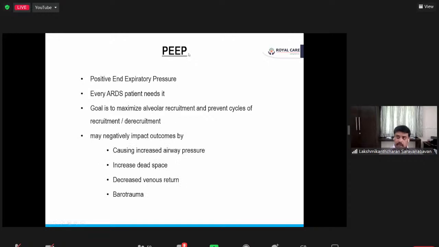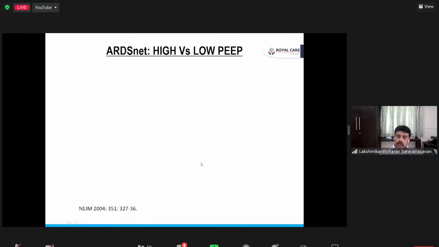But PEEP as such definitely has some side effects. It can cause an increase in your airway pressure. It can increase the dead space volume. It can increase the intrathoracic pressure, and thereby it can decrease the venous return, or the preload. When the venous return or the preload decreases, you can have hypotension. Barotrauma is also common with PEEP. So all these things have to be kept in mind, and you need to adjust your PEEP.